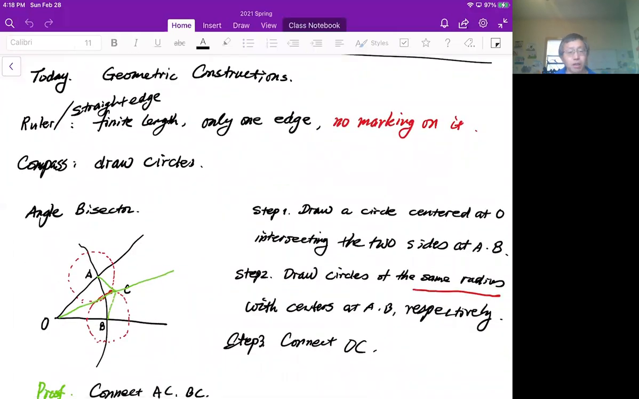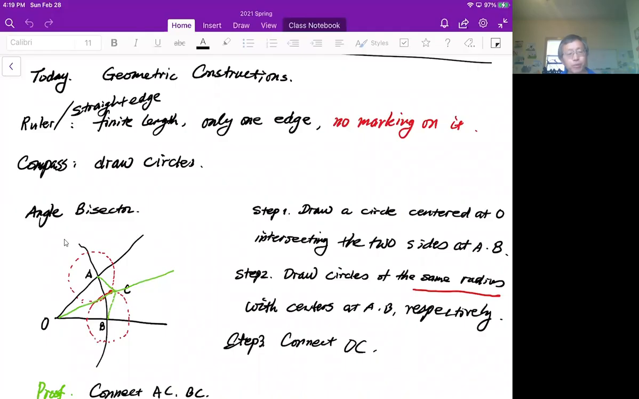So basically, we have two things. We can use the ruler, and sometimes some people call it the straight edge, right? The ruler and the compass to draw all different kinds of stuff, right? There's something that we can do, and certainly there are also things that we cannot do. Okay, but we only focus on what we can do.